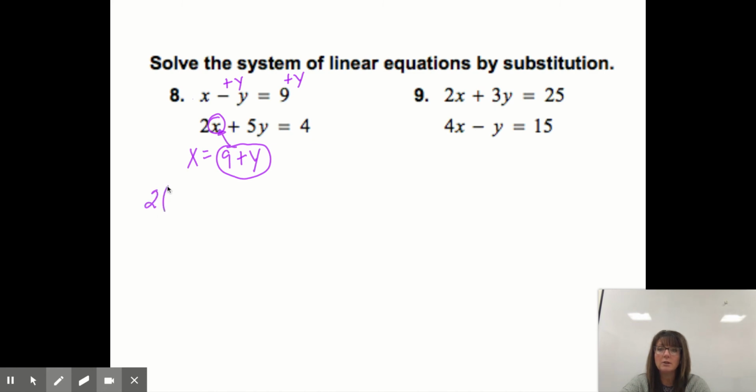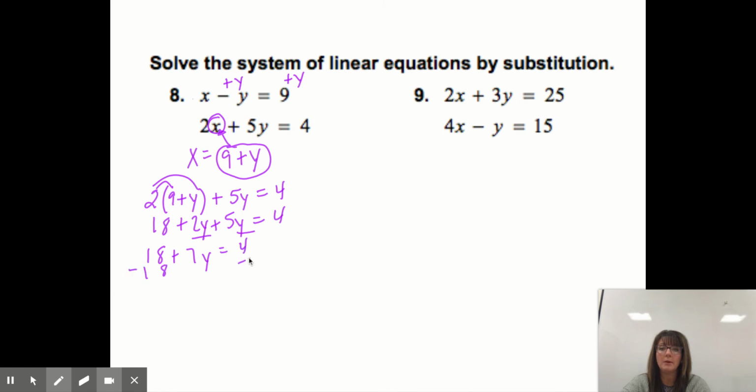So we'll get 2 times (9 plus y) plus the 5y is equal to 4. And we'll distribute: 18 plus 2y plus 5y is equal to 4. Combine like terms, subtract 18. Now we have a positive and a negative, so we know that we have to subtract and then keep it negative. So -14. So when we divide by 7, we get y is equal to -2.